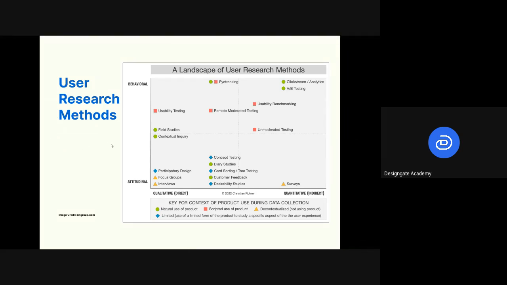I get in the context of the product used during the time we are collecting the data, the context. Now, if it is natural use of product, that means the product is already in the hands of the users. Okay? The product is already in the hands of what? The users. So the users are already using the product. That is what you mean by natural use of products.